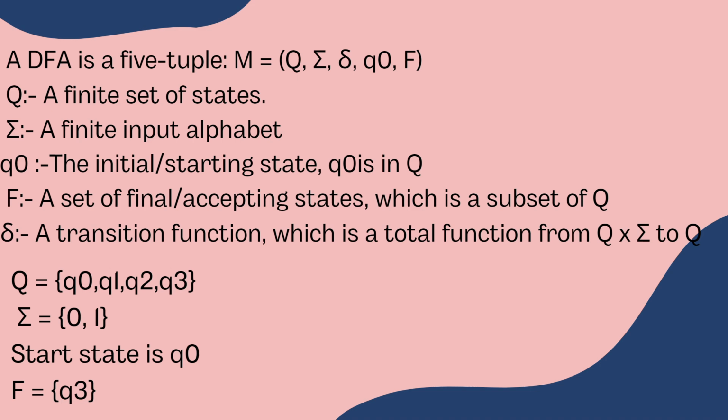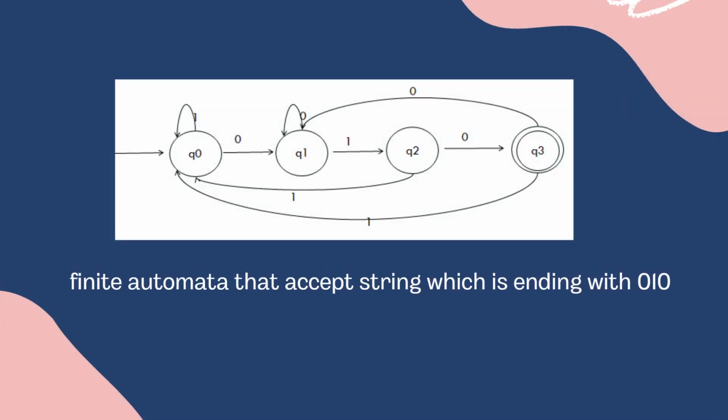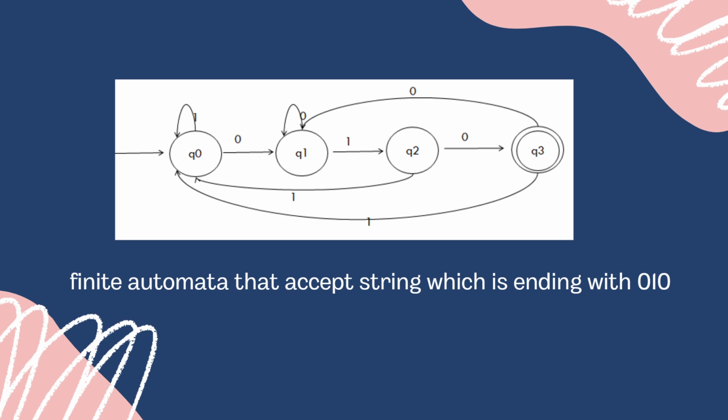For our question we have Q, that means the set of states, equals q0, q1, q2, q3. Then we have sigma, the input alphabet, that is 0, 1. We have a start state, that is q0, and we have a final state, that is q3. That's our diagram of the finite automata that accepts strings ending with 0, 1, 0.